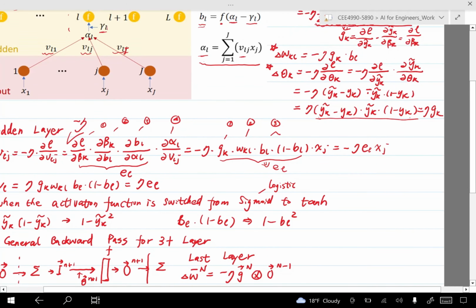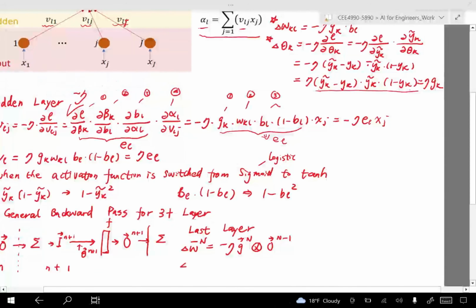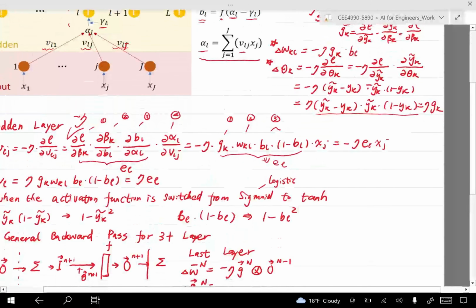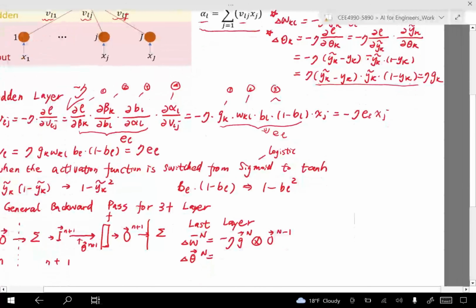It's the same thing. B here is the output of one layer, so here we generalize it, we use O. And for theta, so theta n, we do it in the same way. It's similar to the first one. The only difference is that there's no O anymore, and we need to switch the sign. That's it. We did this.